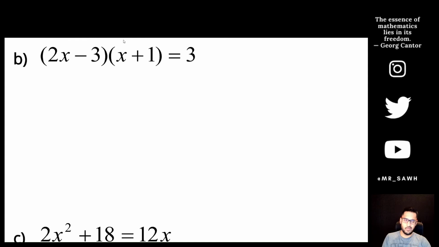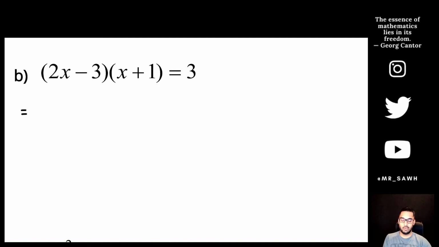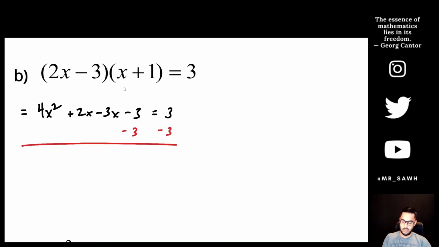So if you multiply things out, and multiplying polynomials is also another skill that you have to be really, really good at and very proficient at, because it all comes together in this unit. So if you multiply this out, you're going to get 4x squared plus 2x minus 3x minus 3. That's equal to 3. But we want it to be equal to 0, so let's move the 3 to the other side of the equal sign. So that 4x squared minus x minus 6 is now equal to 0.